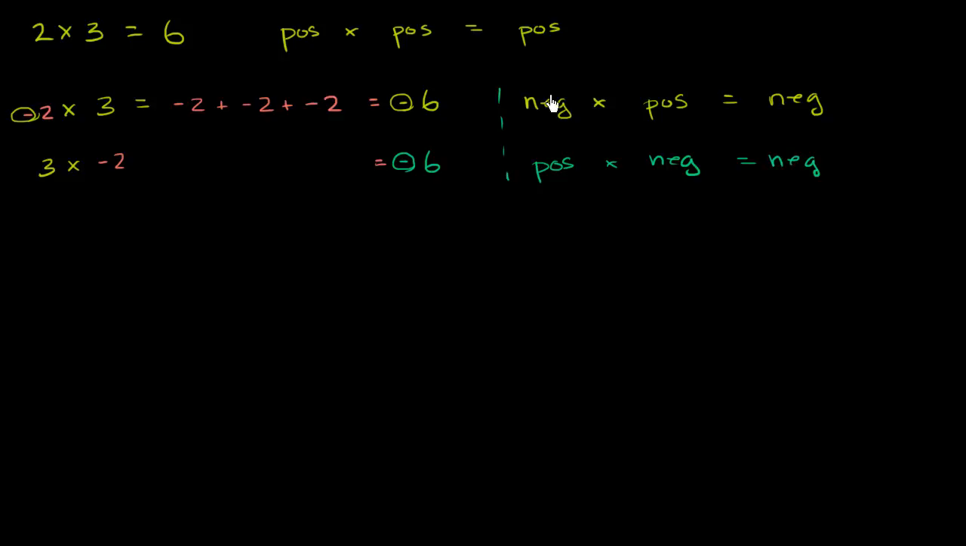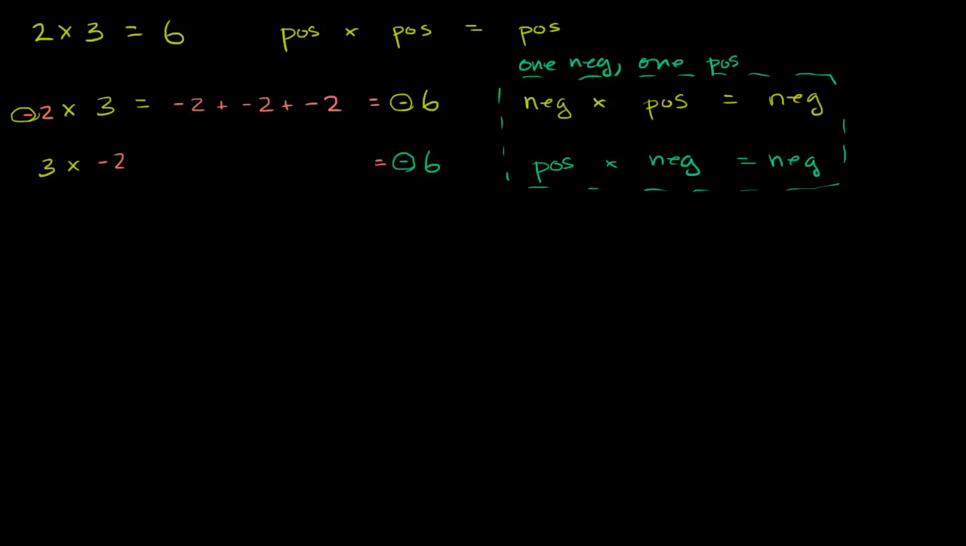And both of these are just the same thing with the order in which we're multiplying switched around. But this is one of the two numbers being negative, exactly one. So one negative, one positive. If exactly one number is negative, then you will get a negative product.